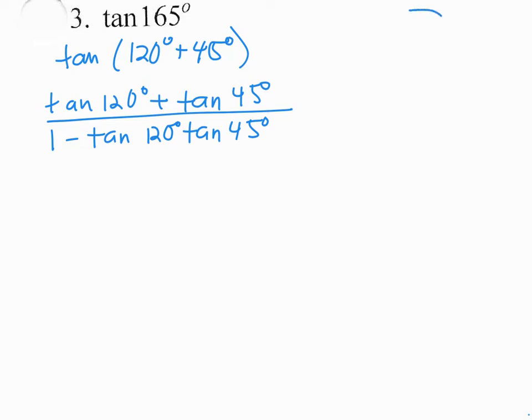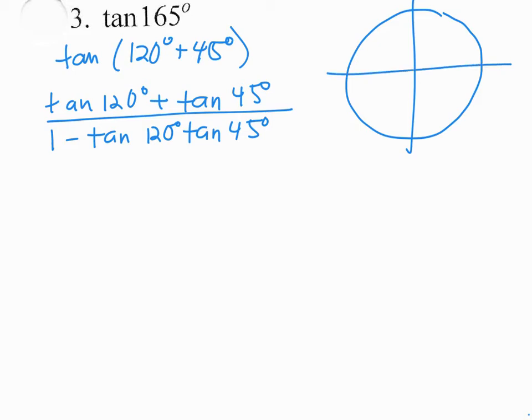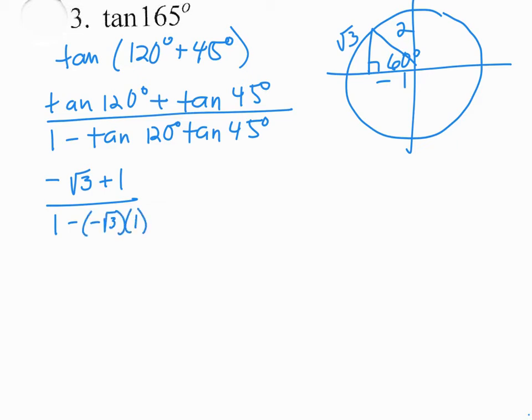120 degrees, you might want to think about it on the circle so that you make sure you've got the right positives and negatives. Okay, 120 is in the second quadrant, 60-degree reference angle, so it should go root 3, and then the x value should be -1, so careful with that, and then 2. So when I say tan 120, we're going to say negative root 3. Tan 45 is just 1, so that's kind of nice. 1 minus tan 120 is negative root 3. Tan 45 is 1.